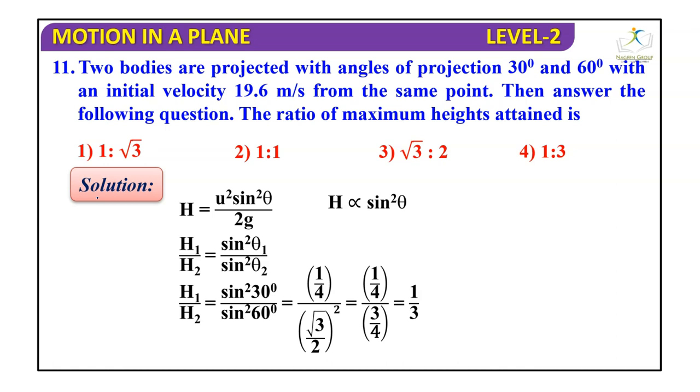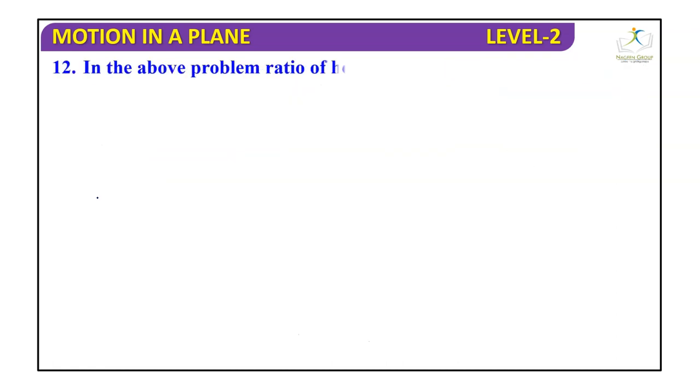know the value of sin 30, which is 1 by 2. After squaring, it comes to 1 by 4. Similarly, we will do the same with sin 60. The value of sin 60 is root 3 by 2. When we square it, it becomes 3 by 4. After solving, we get the ratio 1 to 3. I hope you understand. Moving on to the next question.